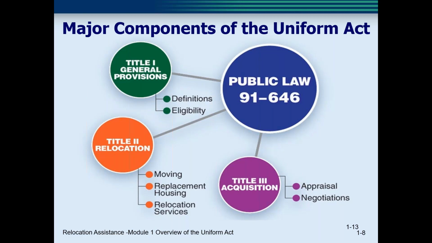Some of its main parts are that offers will be no less than full market value. No lowball offers are permitted. It sets forth requirements for appraisals. It mandates appraisal review. It also includes that all offers must be in writing and that the owner must have time to consider it. Now, Title III also ensures that everyone will be given at least 90 days before being forced to move.